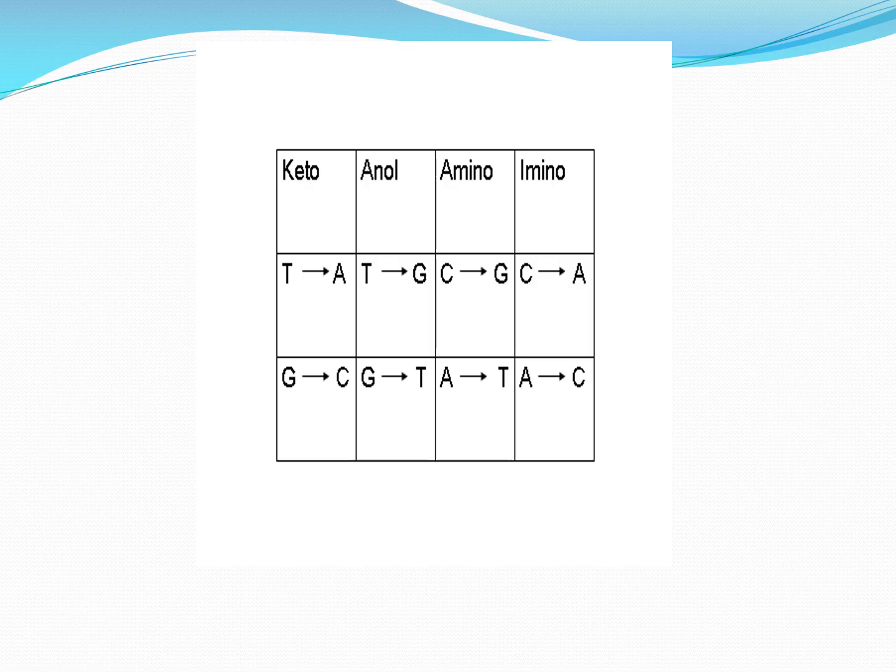However, certain chemicals can increase the frequency of tautomeric shifts. Understanding tautomerism helps us understand the chemical basis of mutation. It is a beautiful example of how the chemistry of DNA directly affects genetics.